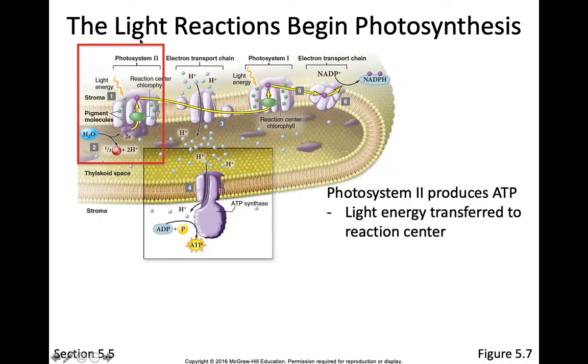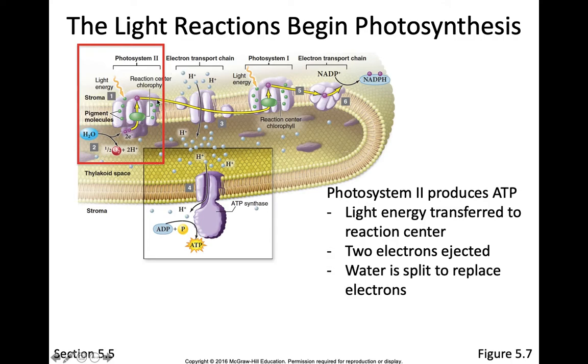So the first thing that's going to happen is photosystem 2 is going to take energy from the sun and transfer that energy from the light into the reaction center of that photosystem. Chlorophyll is going to take that energy from the light and hold it. Chlorophyll A in photosystem 1 is going to eject 2 electrons. Those electrons are going to contain energy. That energy from those electrons can then be used to do something else.